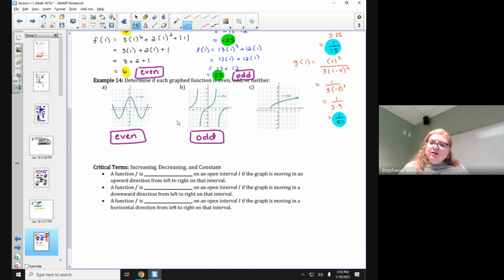Now part C, it doesn't have symmetry with respect to the y-axis, meaning we couldn't fold it over the y-axis, nor does it have symmetry with respect to the origin, so we would just call that one neither.